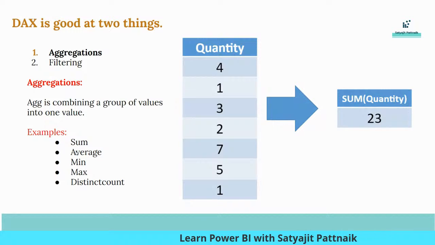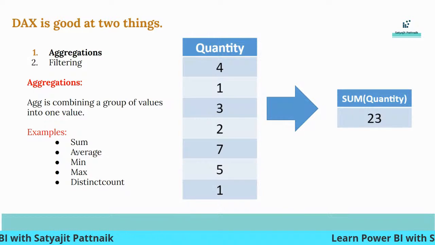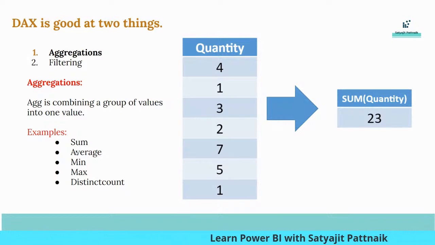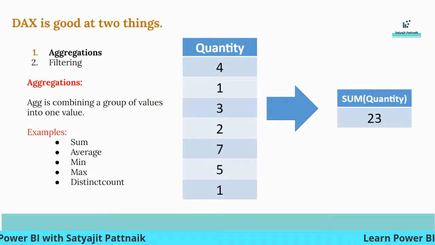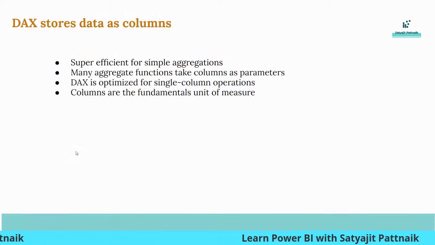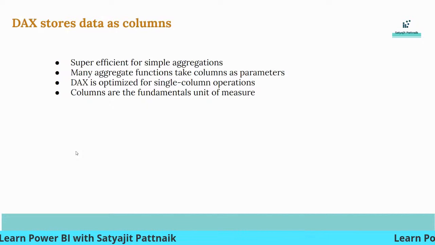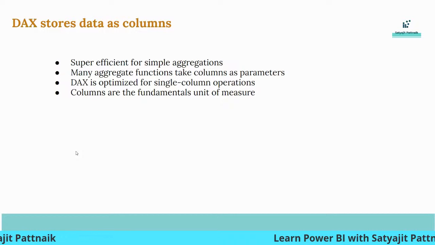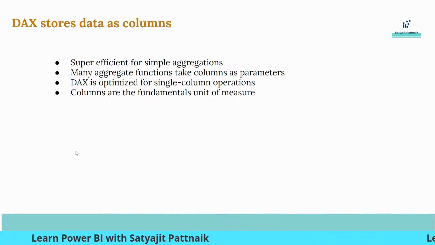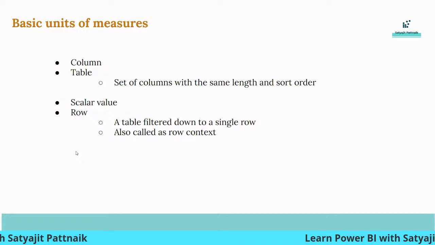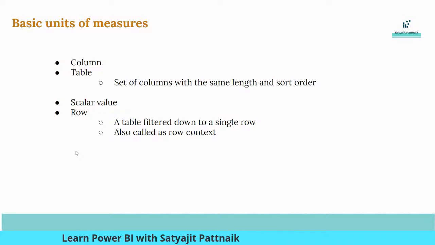DAX is good at two things: aggregations and filtering. So how to create sum, average, mean, max? It's going to be very straightforward. You can easily use calculate sum, calculate average, calculate mean, calculate max, calculate count, and it's going to be super simple. Let's talk about, okay, DAX stores data as columns. Super efficient for simple aggregations. Many aggregate functions take columns as parameters. DAX is optimized for single column operations. Columns are the fundamental units of measures. These are some of the basic units of measures. I will share these slides with you as well so that you can go through in your spare time.